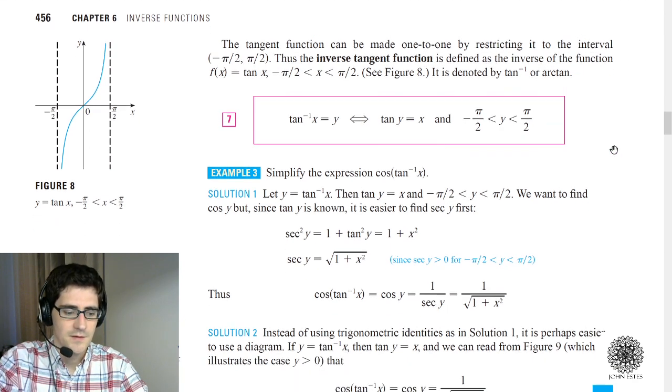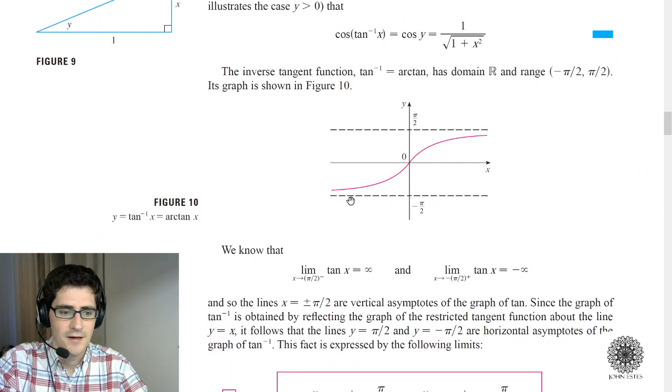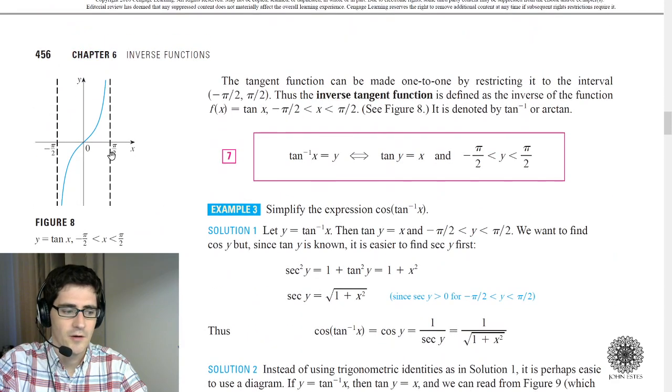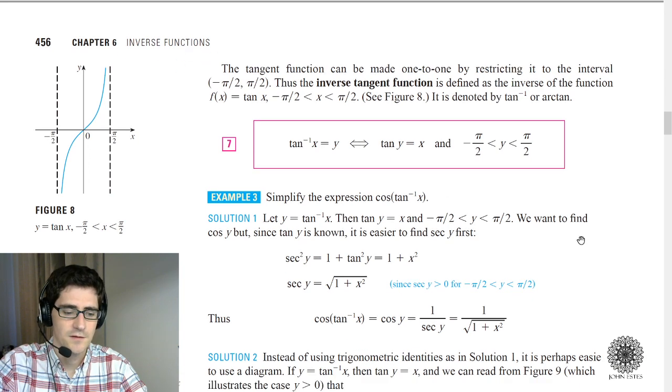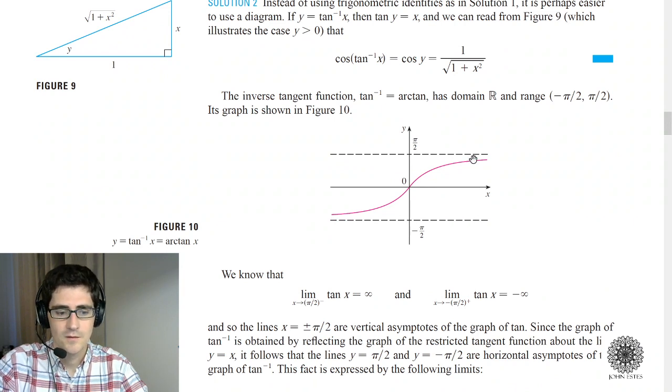Okay, so let me skip example 3. I'll come back to it. I want to show you the graph. Here's the graph of tan inverse. And so notice when you graph an inverse function, you just put the line y equals x, and you do a reflection about that line. And so if you did a reflection about the line y equals x with tan, you get this curve. So instead of vertical asymptotes at pi over 2 and negative pi over 2, you have horizontal asymptotes at those same positions.